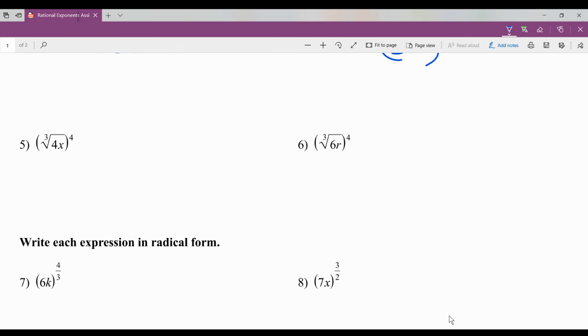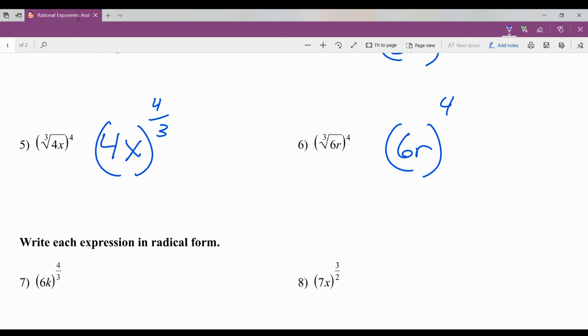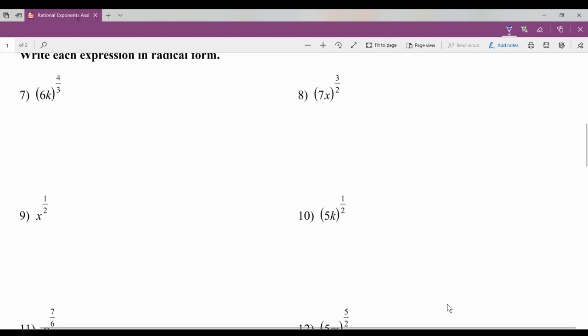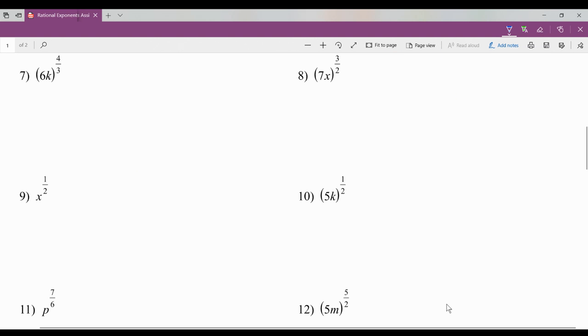This would be 4x to the 4/3. This would be 6r. Oh, weird coincidence, also to the 4/3. These would be, this is 6k thirds, whole thing to the 4th power.